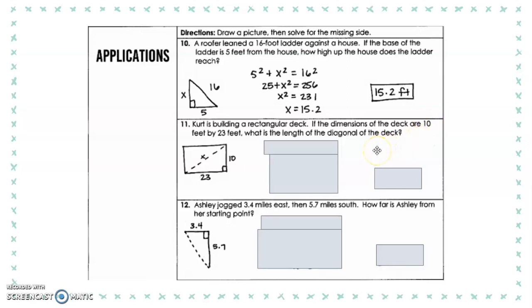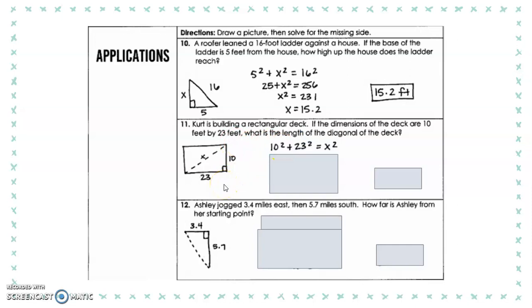For number 11, Kurt has a rectangular desk, so we're starting with our rectangle. The dimensions of the desk are 10 by 23, so those are our sides. Remember, width and length, it doesn't really matter which is which on a rectangle. And we're figuring out the length of our diagonal. If I'm figuring out the length of that diagonal, in this case, we're finding that hypotenuse.